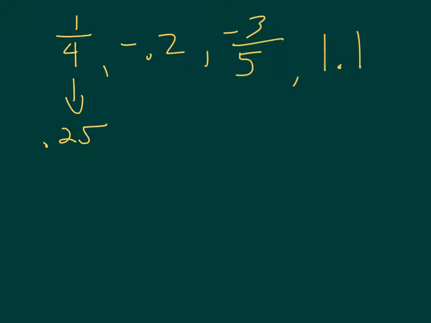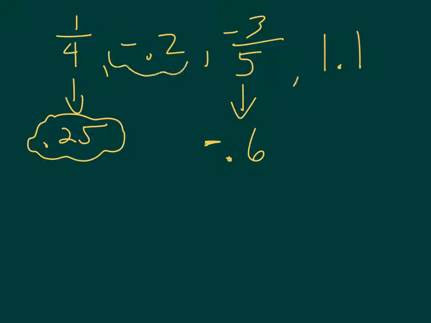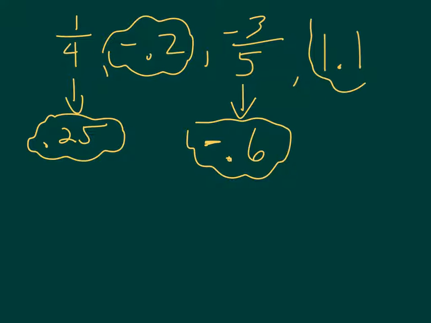And again, we do 1 divided by 4 like we just practiced. We have negative 3/5 as a decimal. So convert that here, and it's going to be a negative number, by the way. Don't forget that. You don't want to lose the negative there. That is going to be negative 0.6. And again, if you don't believe me, divide it out, 3 divided by 5. So I've got 0.25, negative 0.2, negative 0.6, and 1.1.